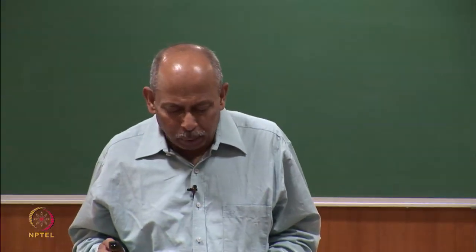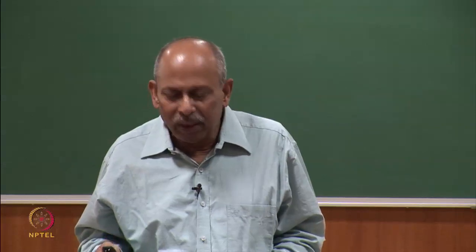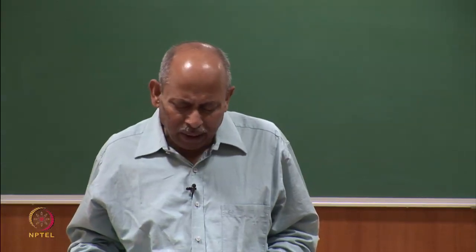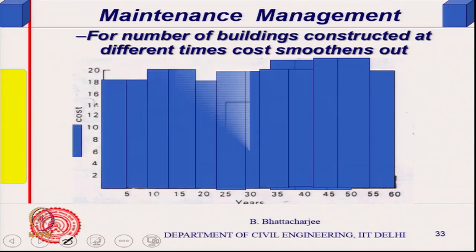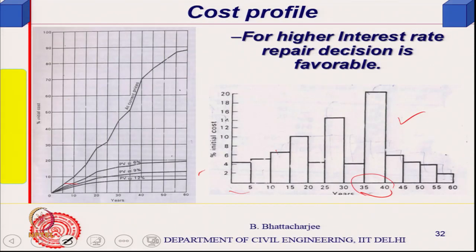So, when you superimpose such maintenance profiles, you might find that actually they tend to even out sort of. For many buildings constructed at different times, the peaks would actually, just let me go to the previous diagram. So, another set of buildings might have started somewhere here, right, started somewhere here, and its peak would be somewhere there.